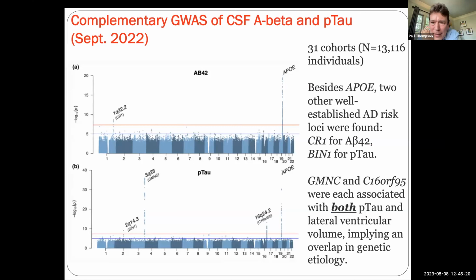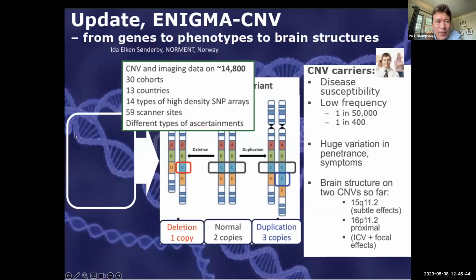ApoE comes out strongly. Other favorite AD susceptibility loci, CR1 and BIN1, come out: CR1 for A-beta 42, BIN1 for p-tau. And a couple of new ones that are both associated with p-tau in CSF and lateral ventricular volume, a very nice analysis implying that there is a correlated effect in a brain measure that can be imaged.